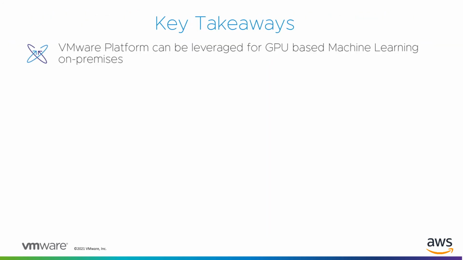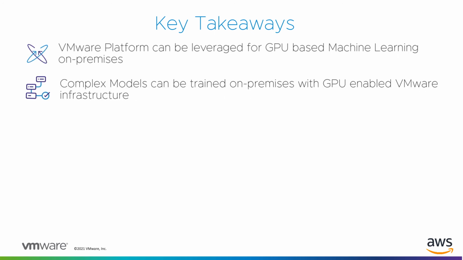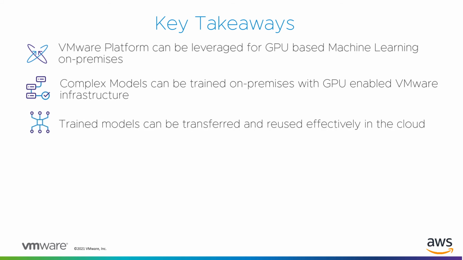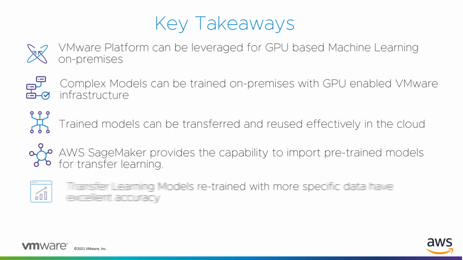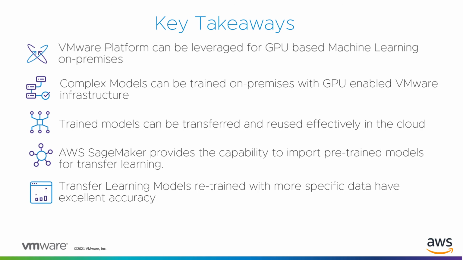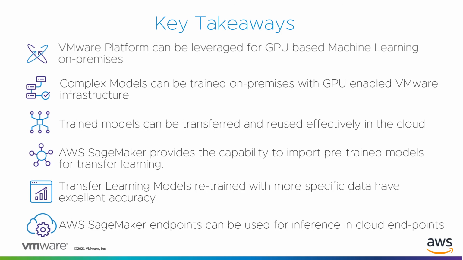VMware platform can be leveraged for GPU-based machine learning on-premise. Complex models can be trained on-premise with GPU-enabled VMware infrastructure. Trained models can be transferred and reused effectively in the cloud. AWS SageMaker provides the capability to import pre-trained models for transfer learning. Transfer learning models retrained with more specific data have excellent accuracy. And finally, AWS SageMaker endpoints can be used for inference in cloud endpoints.